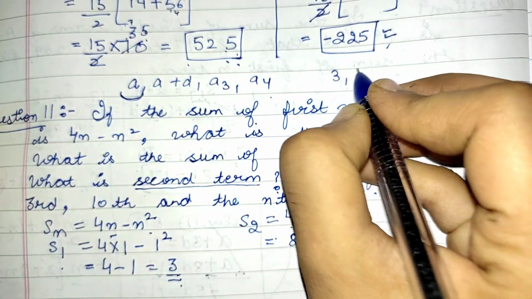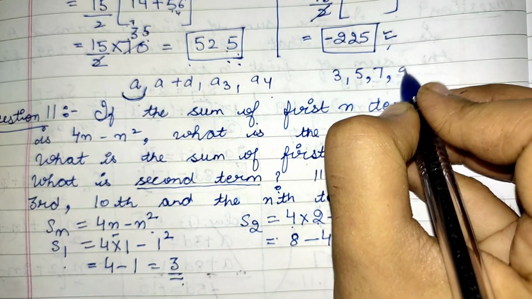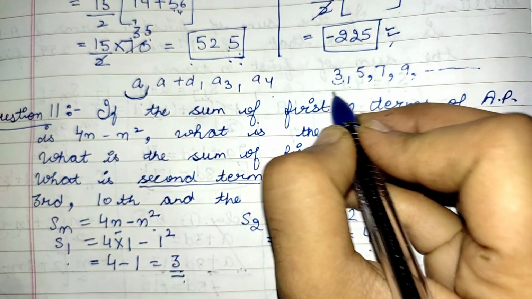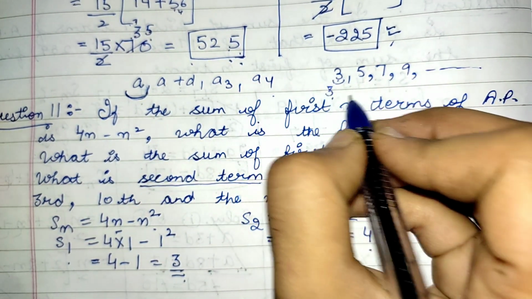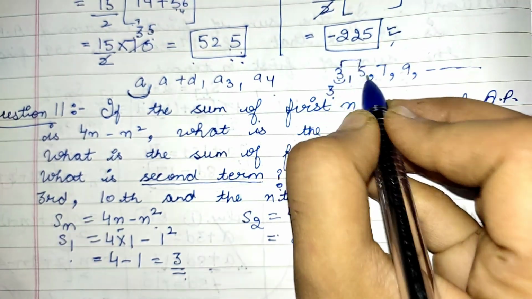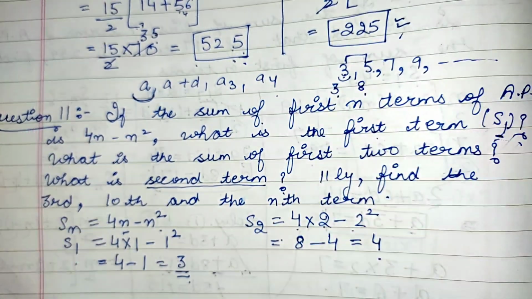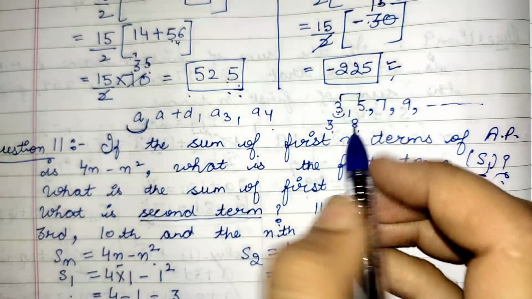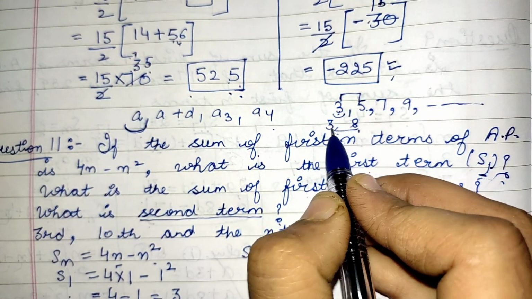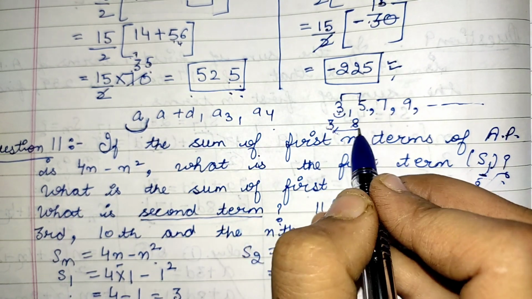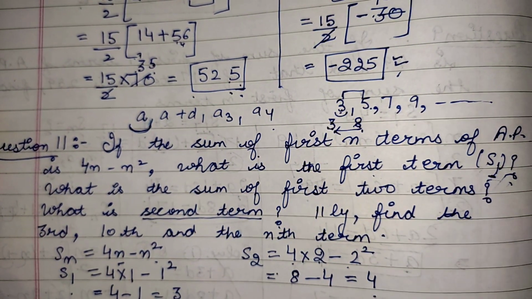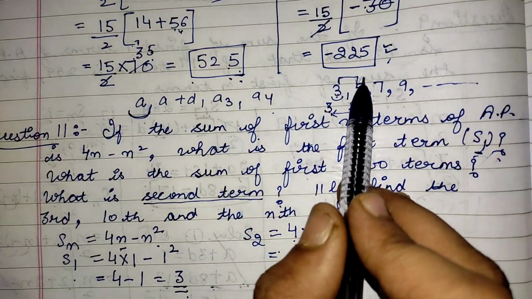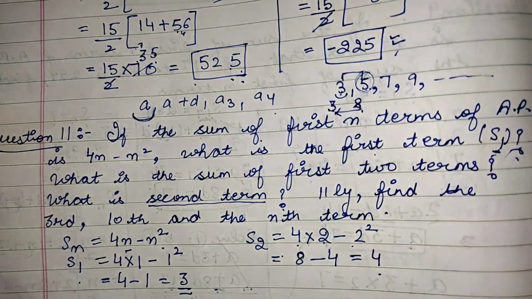Now they are asking what is the second term. Suppose this is an AP: 3, 5, 7 and 9. So the sum of first term is 3. Sum of first two terms is what? 5 plus 3 is equal to 8. So if I have to find out the second term, what will I do? I will subtract the sum of first term from the sum of first two terms. So I will get 8 minus 3 as 5, which is the second term.